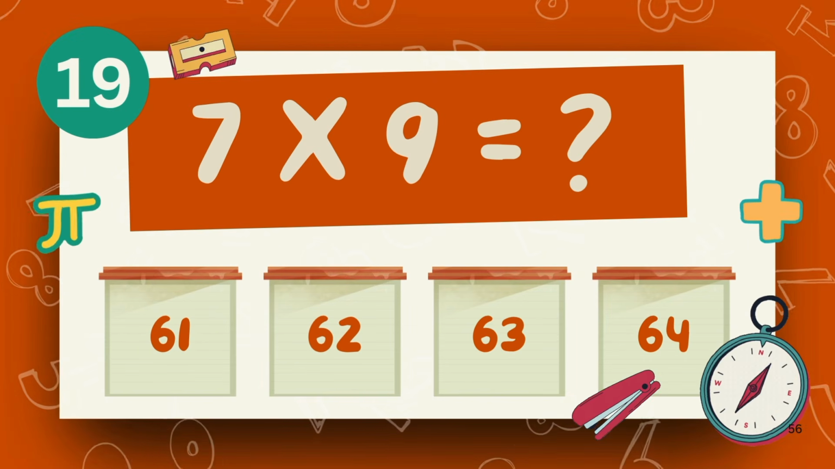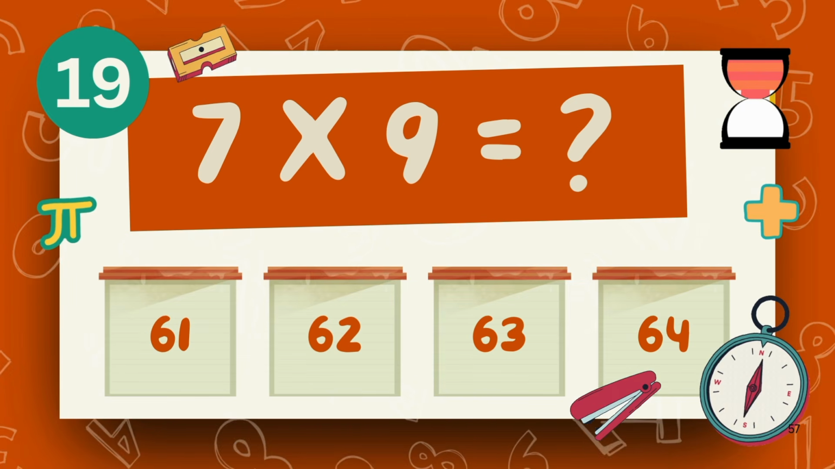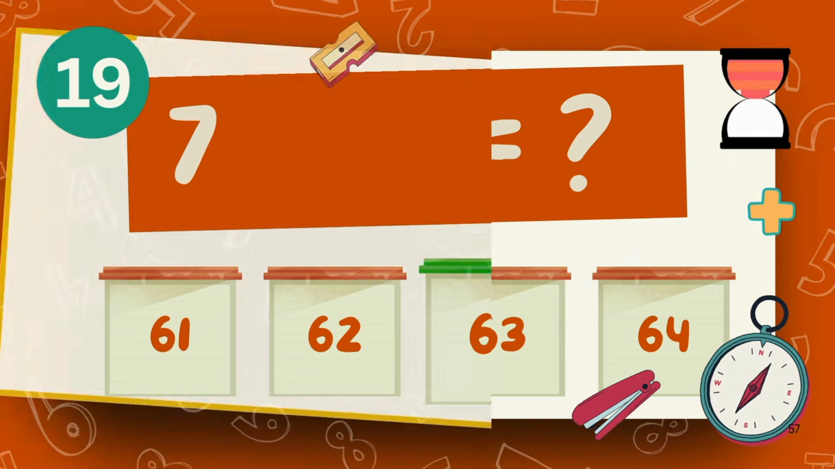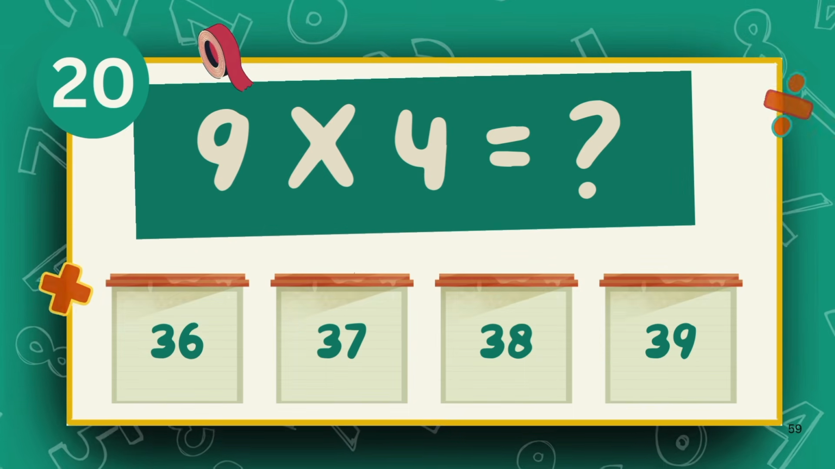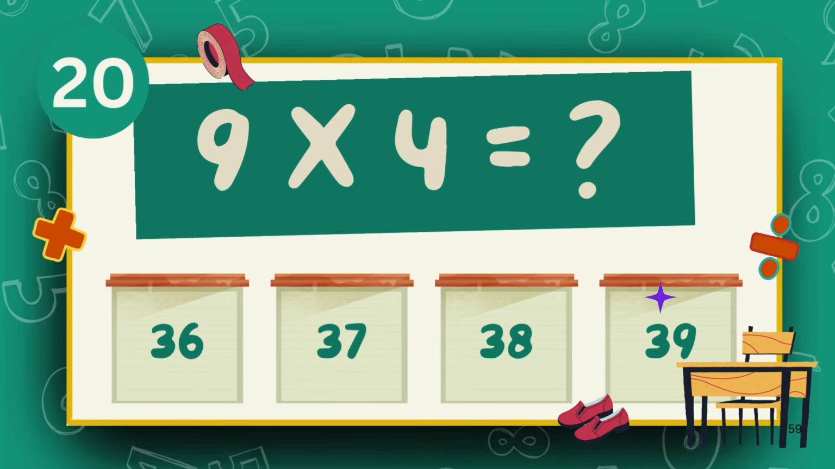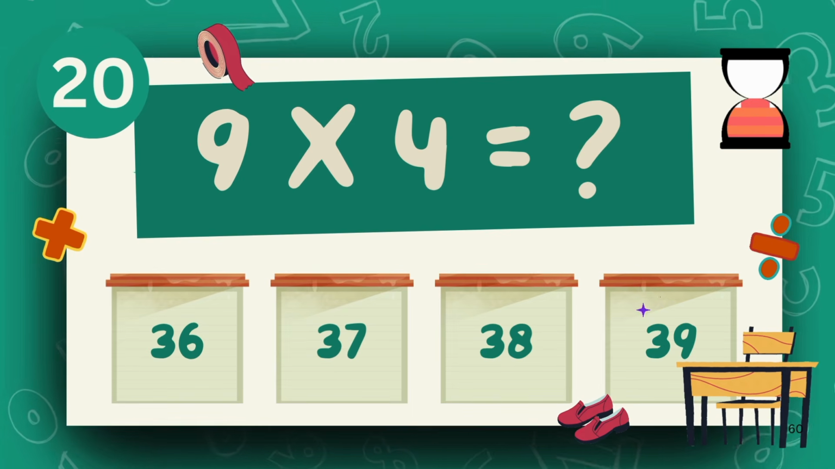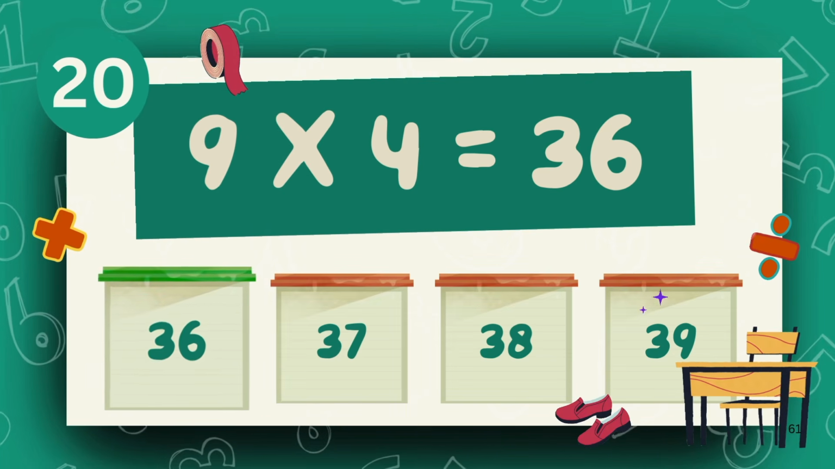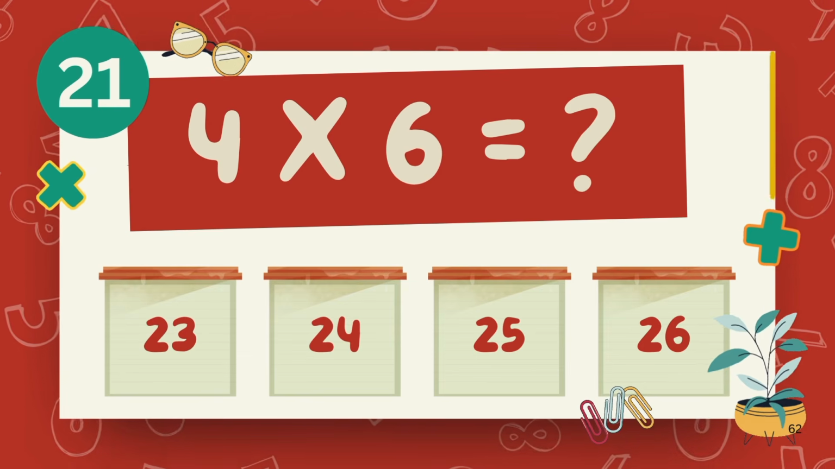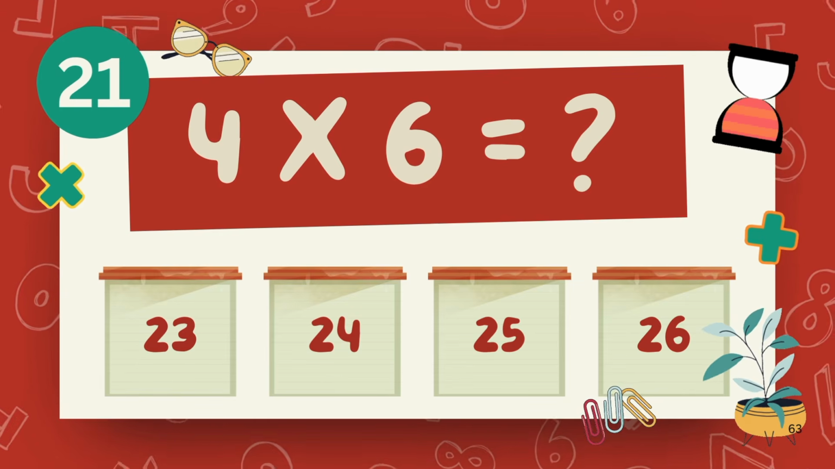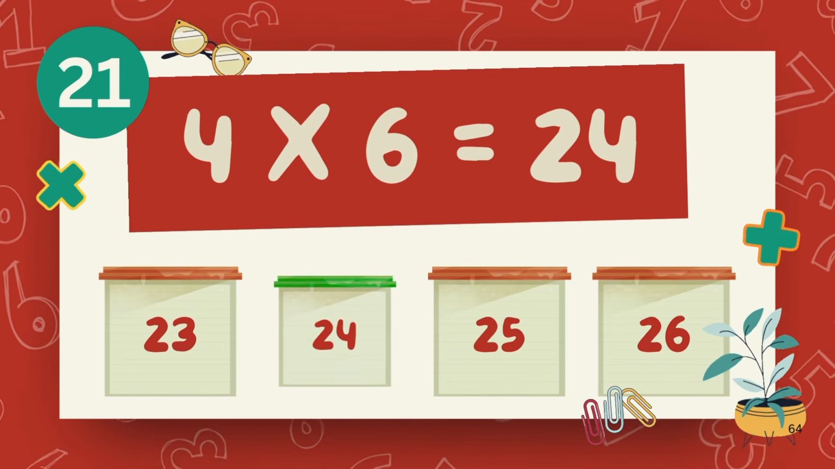What is 7 multiply 9? The answer is 63. What is 9 multiply 4? The answer is 36. What is 4 multiply 6? The answer is 24.